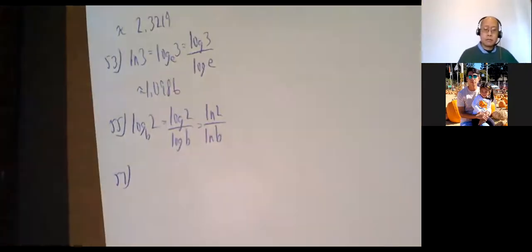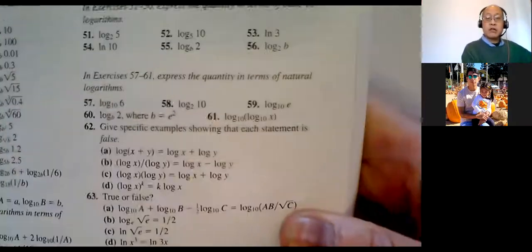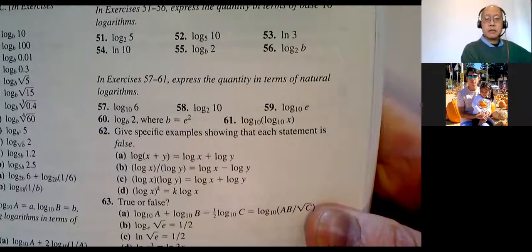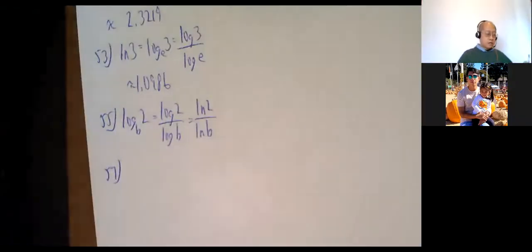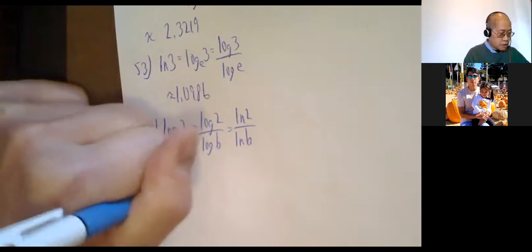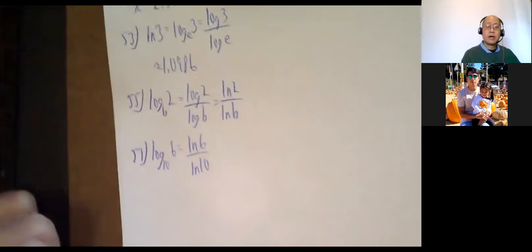Okay, then 57 and 59, and then I'll be done. So 57, write in terms of natural log. Log base 10 of 6, log 59, log base 10 of e. Log base 10 of 6, write it in terms of ln. So ln 6 over ln 10.